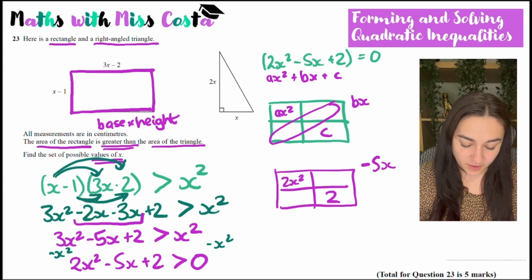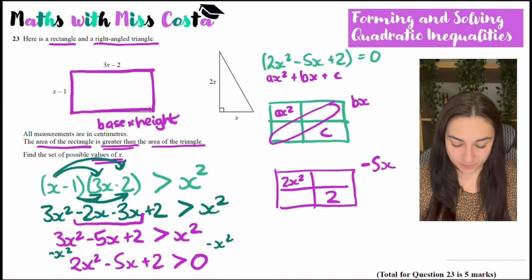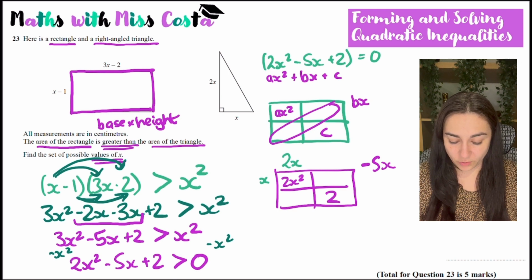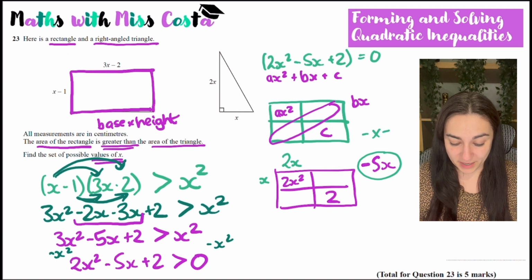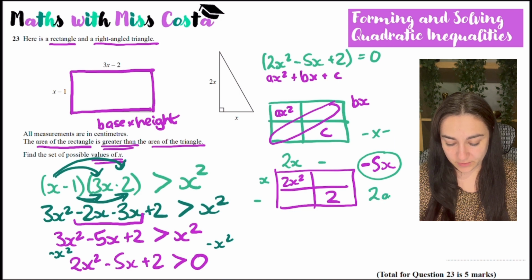Okay, so I know that because it's 2x squared, my only possible way of making 2x squared is by having 2x and x. Then I need to think, okay, I've got two numbers that need to multiply to make 2, but also sum to make -5. The only way to make a positive number from a negative number is by multiplying a negative by a negative. So I know that both my values are going to be negative. The only factors of 2 are 2 and 1.